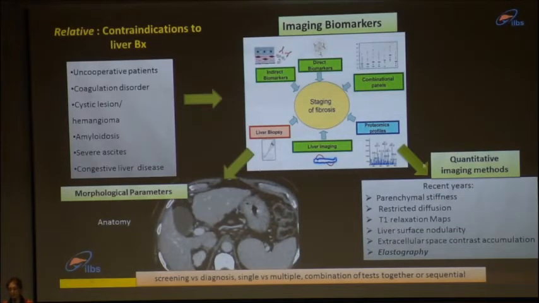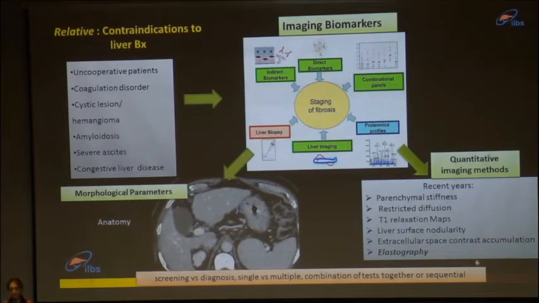Like I said, the above four are pretty much to do with MR and other modalities. Liver surface nodularity works on both CT and MR. Extracellular space contrast accumulation is a post-contrast study which we do on MR. And most of these are using MR because of the non-radiation capability, as well as a few other factors.